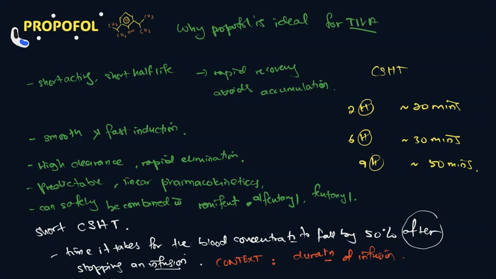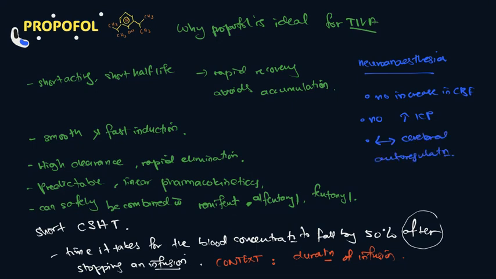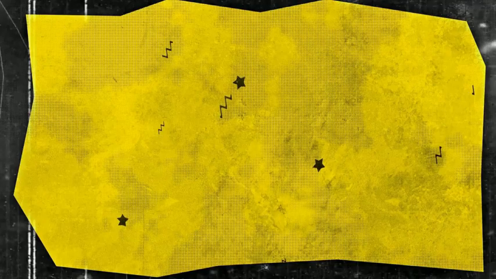So the context-sensitive half-time for a propofol infusion of about 2 hours will be around 20 minutes. At 6 hours of infusion, about 30 minutes, and at 9 hours of infusion, the context-sensitive half-time is only about 50 minutes. Propofol TIVA is popular in neuroanesthesia due to no increase in cerebral blood flow, no increase in ICP, and it maintains cerebral autoregulation.